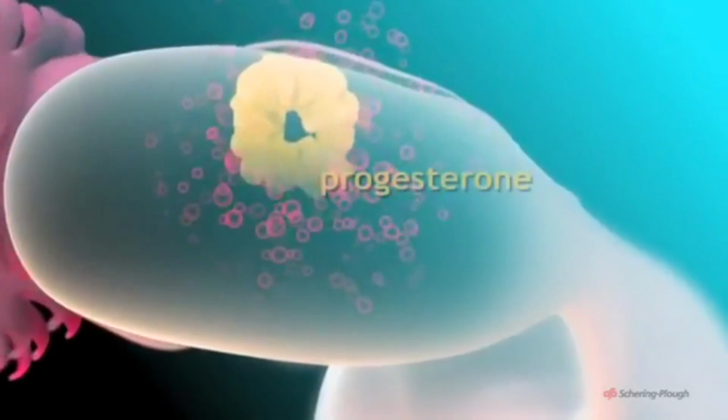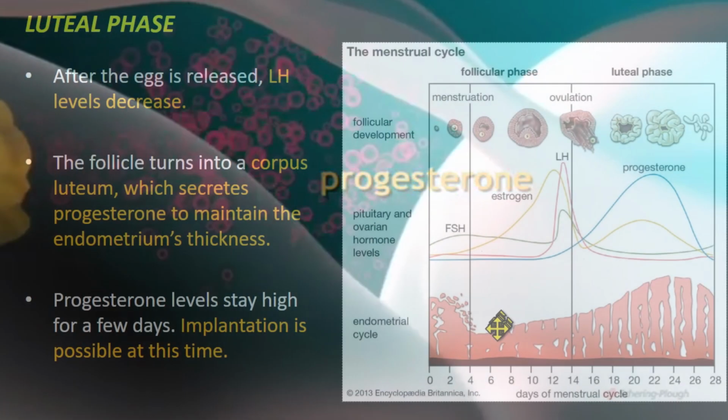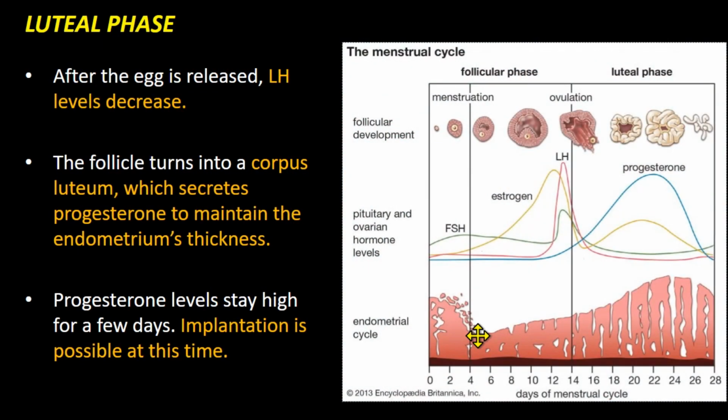So we could see here, as there was a rise in estrogen, that the cells in the endometrium began to proliferate and this began to thicken. Progesterone is going to help to maintain and to help to keep growing this uterus lining. So as you can see here, when progesterone levels drop, so does the thickness of the endometrium. So progesterone levels will stay high for a few days. This is where it's possible for the egg to be implanted and to become an embryo and a fetus.